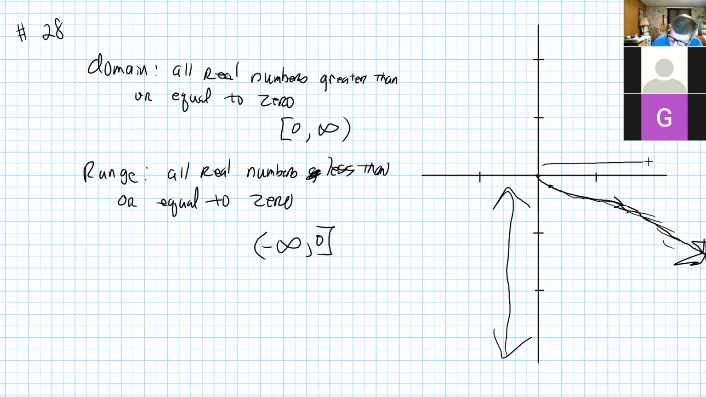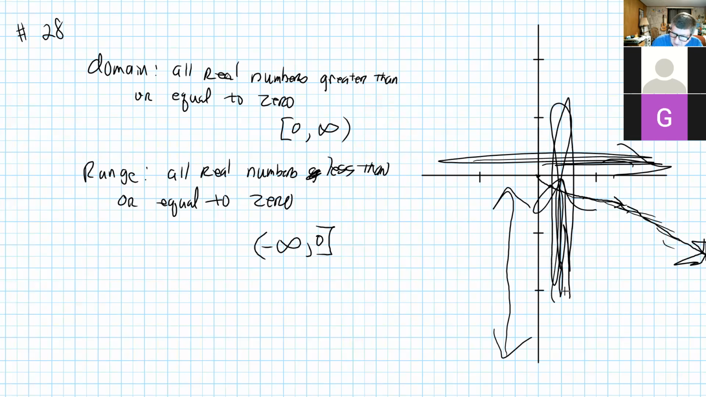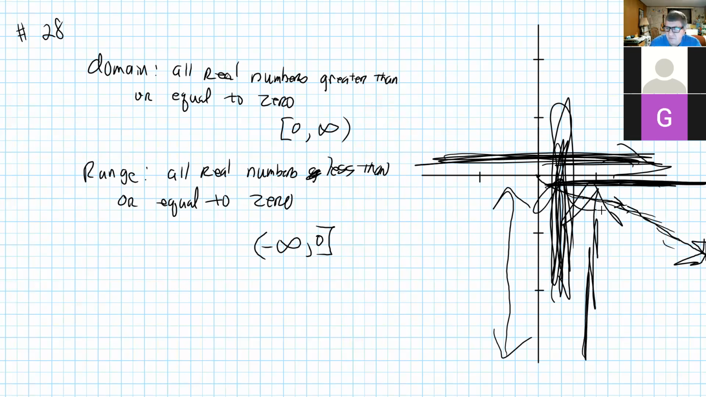Because your x's are over here, your y's are over here. Okay, this is domain, this is range. This is domain, this is range. So your domain starts at 0 and goes to infinity. Your range starts at -infinity and goes up to 0. And I'm having too much fun just scribbling all over the place. You okay with that? Yeah. All right.